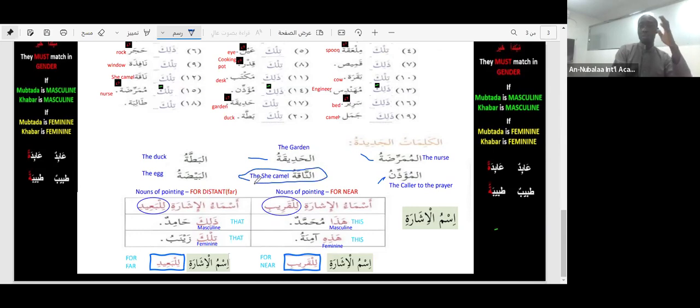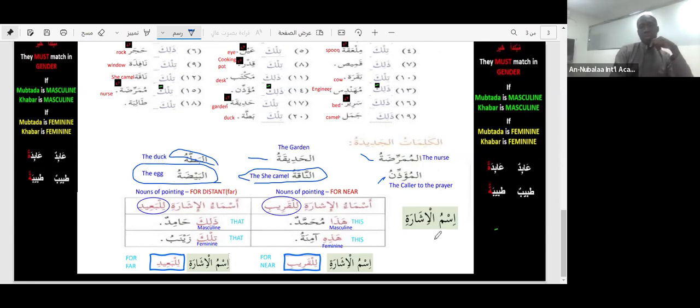Hadihi naqa, I've told you the names of camel in Arabic. Naqa is she camel. We have jamal as male camel. We have al-bayda, al-batta. Hadihi batta, tilka batta, hadhihi bayda, tilka bayda, hadhihi hadiqa, tilka hadiqa, hadhihi naqa, tilka naqa, hadhihi mumarrida, tilka mumarrida, hadha mu'adhin. Tilka, or sorry, dhalika mu'adhinun.